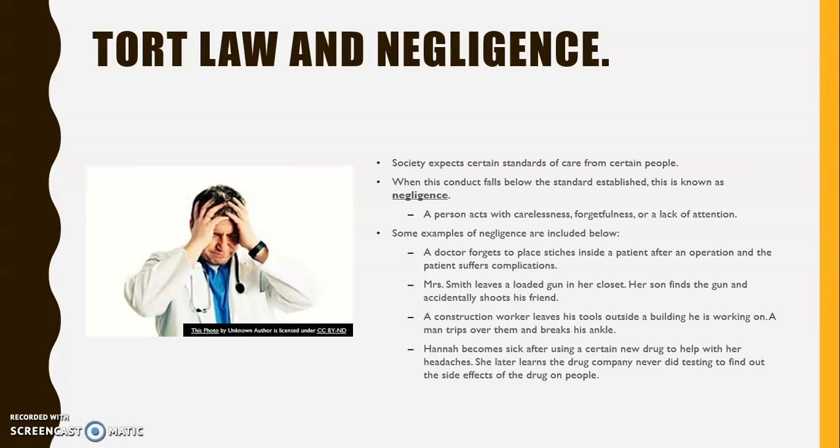A construction worker, we just talked about this, leaves his tools outside a building he is working on. A man trips over them and breaks his ankle. Hannah becomes sick after using a certain new drug to help with her headaches. She later learns the drug company never did testing to find out the side effects of the drug on people. So the company could be negligent as well for not testing the side effects for people.